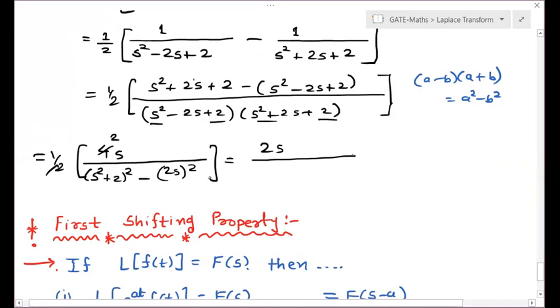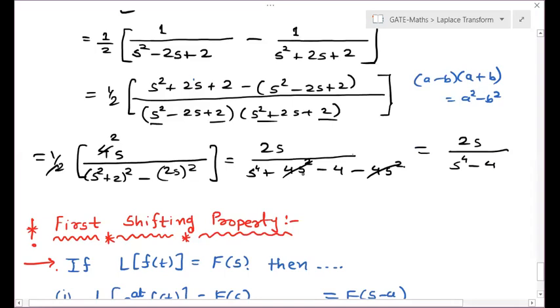So you can put this like this also, all depends on your options for GATE students, and all depends on your marks for GTU students. So it is s⁴ + 4s² + 4 minus 4s². So plus 4s² minus 4s² will get cancelled out. It will be 2s divided by s⁴ plus 4.